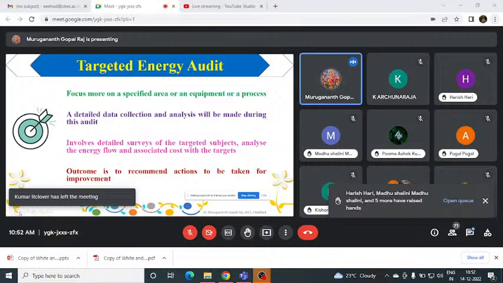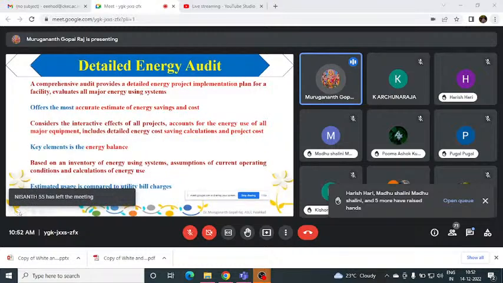Right? So a targeted audit is one concentrating on one particular area and collecting the data, identifying a method of making a method or identifying some saving potentials. Like that we call it a targeted audit.